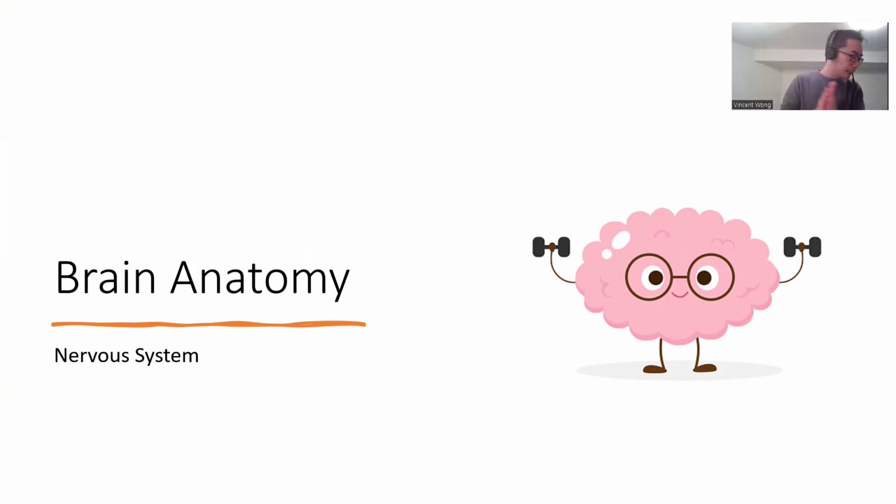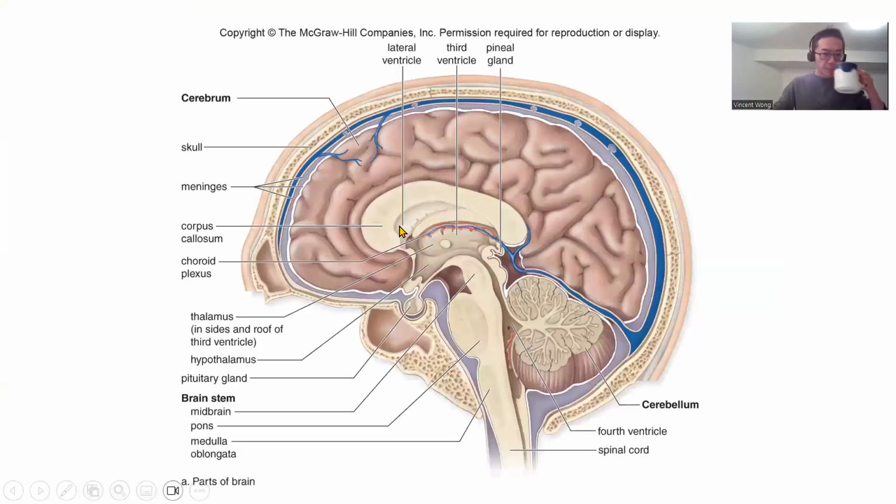So, brain anatomy. We're going to be labeling all of these things later on, but let's just go through some of the stuff that we should all be familiar with at this point. We've learned about it before the break, and we're just going to refresh our memory a little bit.